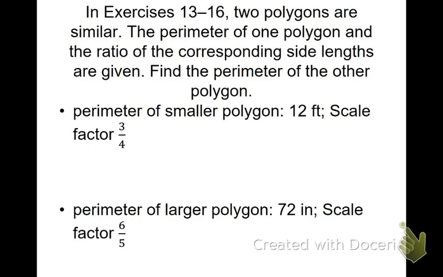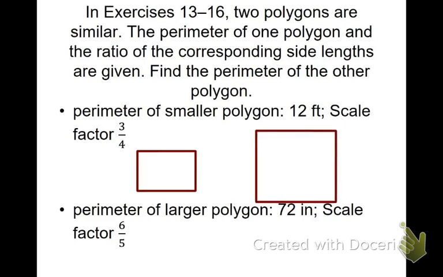In the first one, we're given the perimeter of a smaller polygon. So, you can just draw a little box. Just visualizing this. So, if there's a smaller polygon, obviously there's going to be a bigger polygon. What is the perimeter measure of the smaller polygon? 12 feet. We need to find the measure of the larger polygon, or the perimeter of the larger polygon.